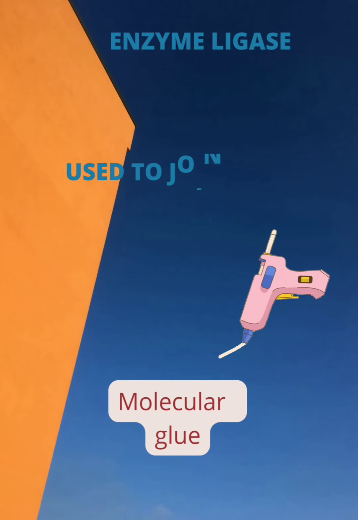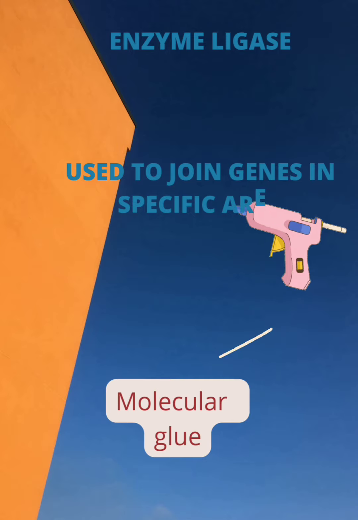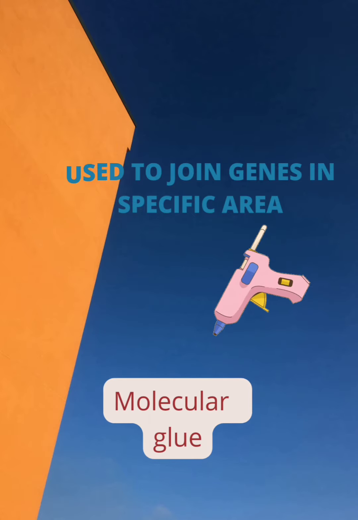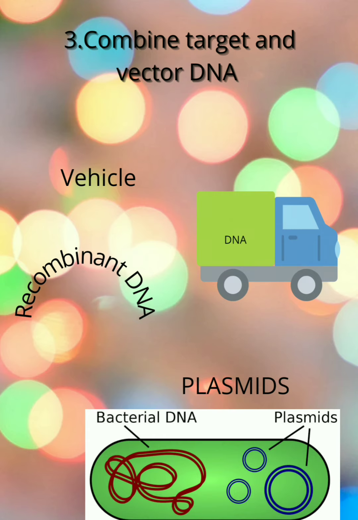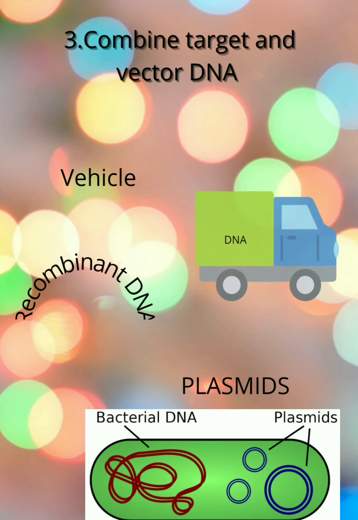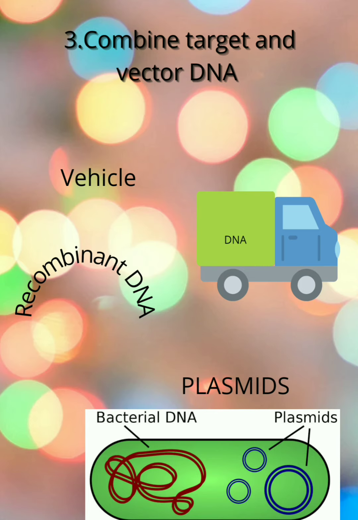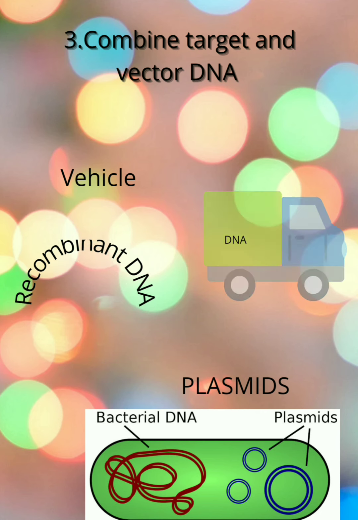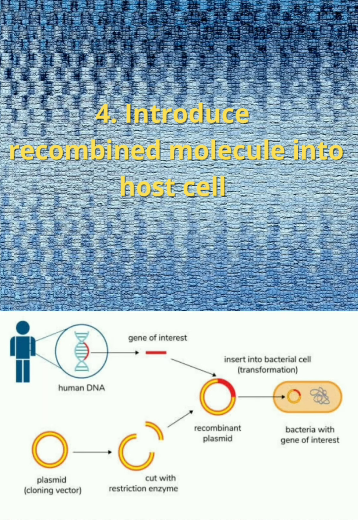Enzyme ligase is used to join genes in a specific area. That's why it is called molecular glue. In the next step, the target gene is combined with vector DNA. Vectors are vehicles to carry DNA. When the target gene is incorporated with vector DNA, it is known as recombinant DNA. Plasmids are widely used vectors. In the final stage, the recombinant molecule is introduced into the host cell.